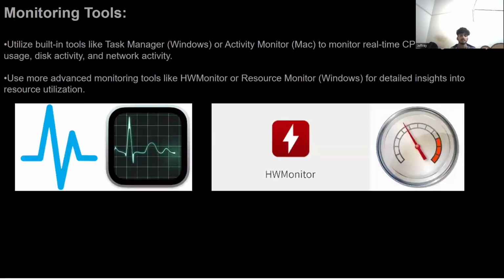Monitoring tools. Utilize built-in tools like Task Manager or Activity Monitor to monitor real-time CPU usage, memory usage, disk activity, and network activity. Use more advanced monitoring tools like HWMonitor or Resource Monitor for detailed insights into resource utilization.